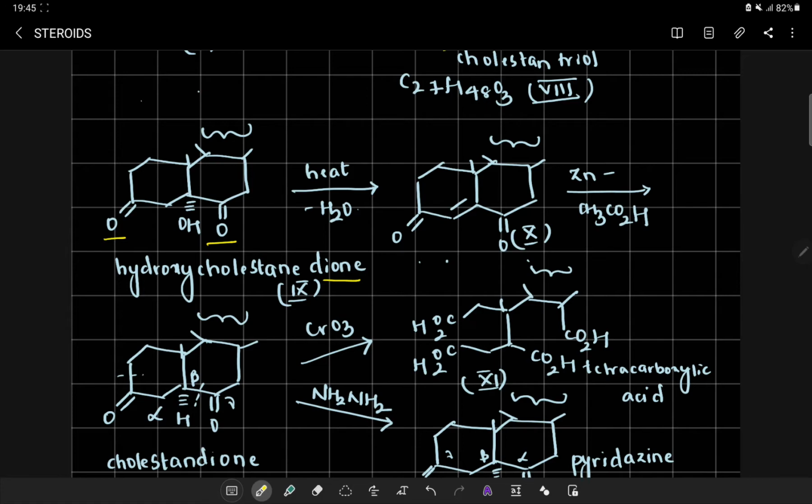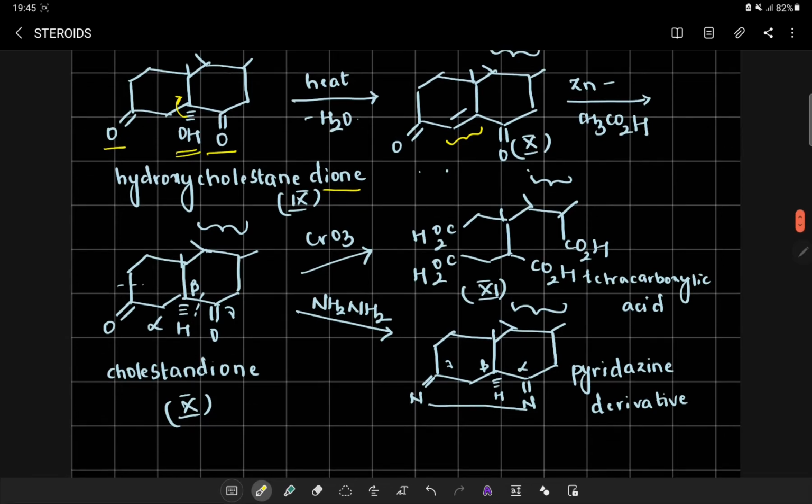When this dione system undergoes a reaction in the presence of heat, the OH is lost and then we get a double bond. In turn, we get compound number 10. This compound number 10 has a double bond and a cholestane dione system.